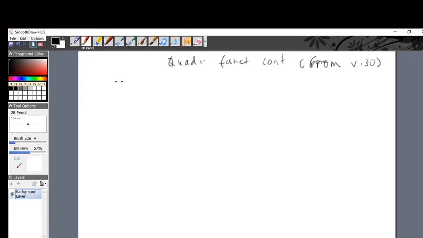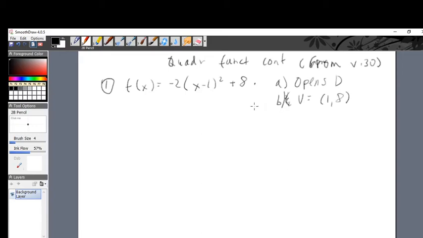We were working on problem number one. There was a given function, and this is what it looked like: minus 2, x minus 1 squared, plus 8. Some of the results that we got out of that: A, it opens downwards. B, the vertex is equal to 1 comma 8. Those are results that we already got.